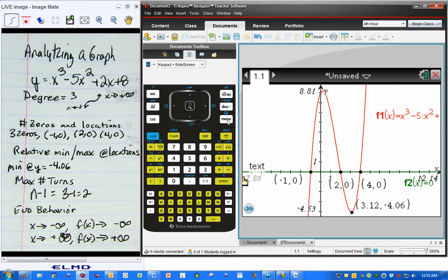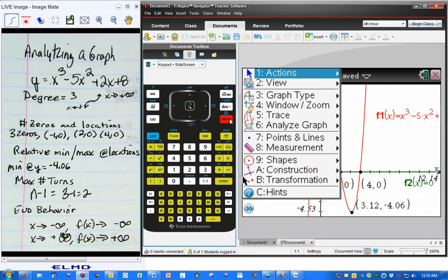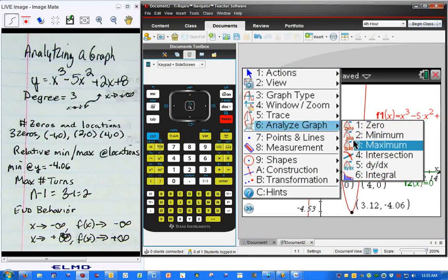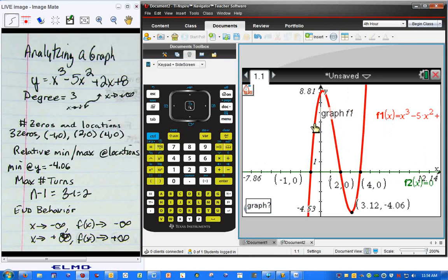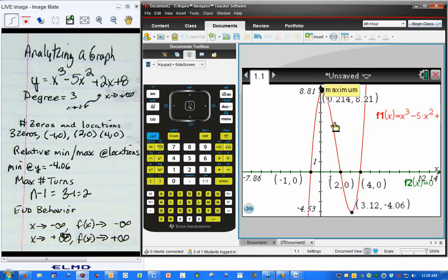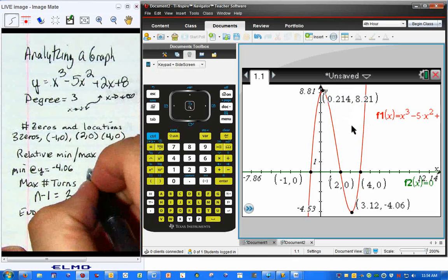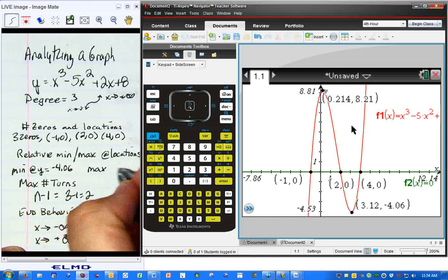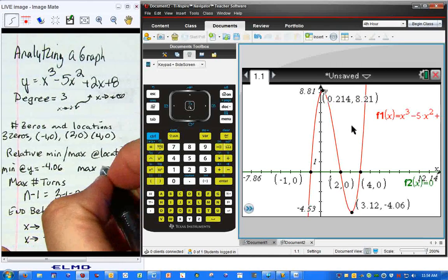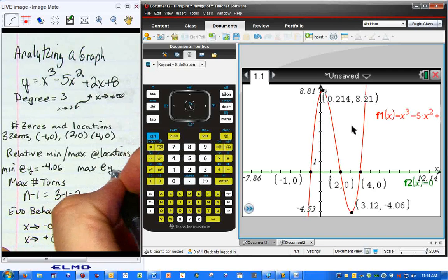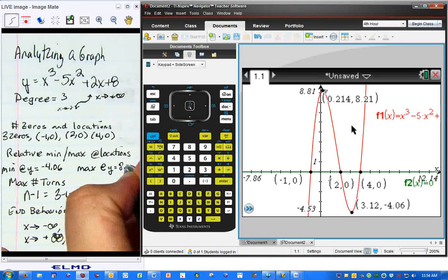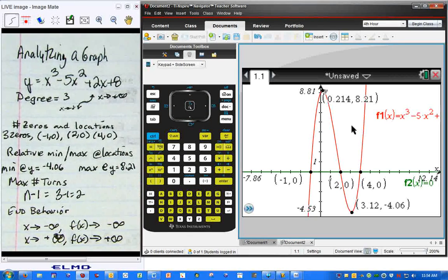Now, to get the maximum value, we're going to do the same thing. Menu, Analyze Graph, go to Maximum, click on the same graph, and then I'm going to go to the left of the bound of the maximum, go to the right, and you can see we got our maximum value right there. My maximum is at y equal to 8.21. And so now we know everything.